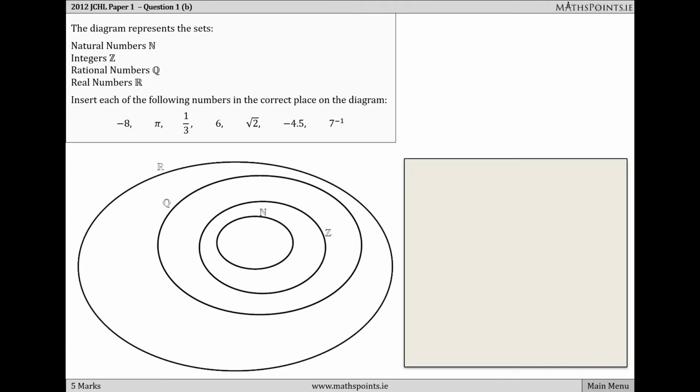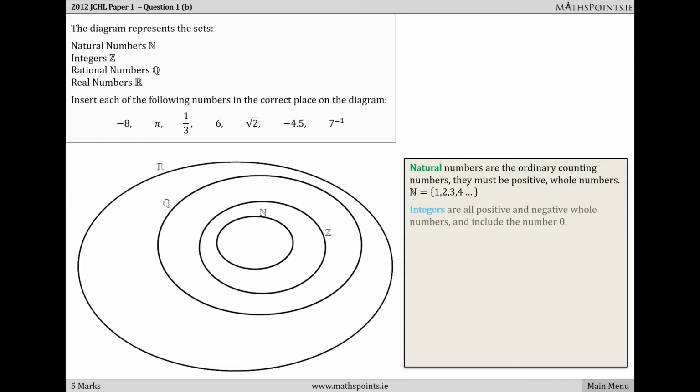So first of all, the set of natural numbers are the ordinary counting numbers. They're positive whole numbers. So starting at 1 and going all the way up 2, 3, 4, 5, 6, etc. So the integers then are all the positive and negative whole numbers and also include the number 0.